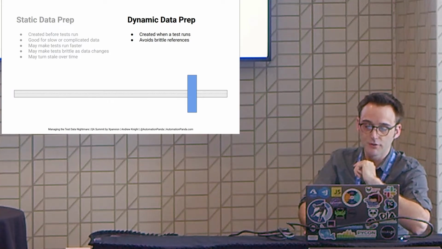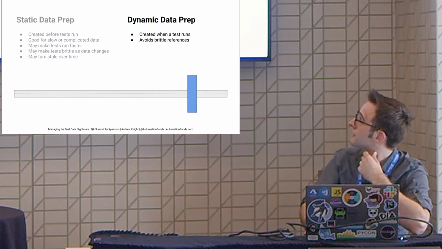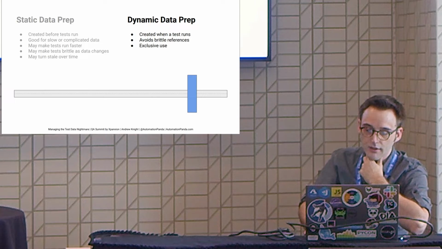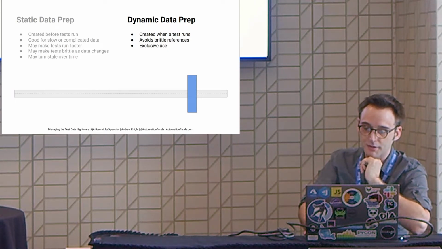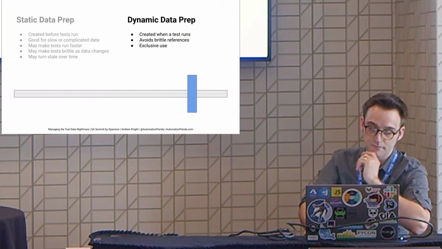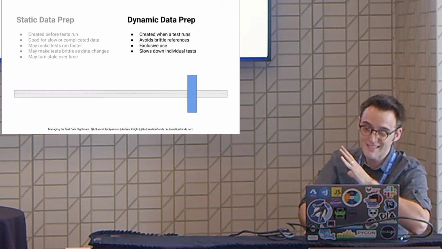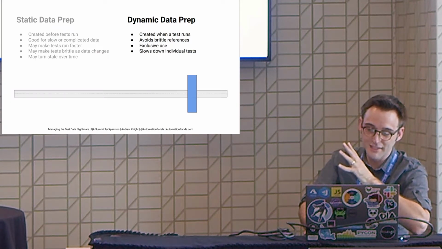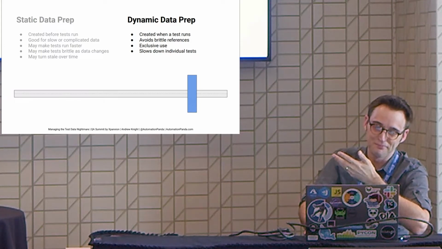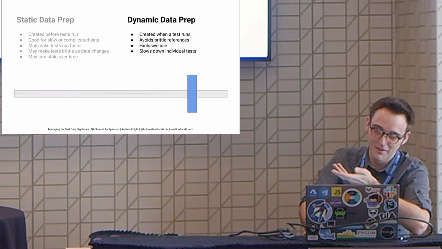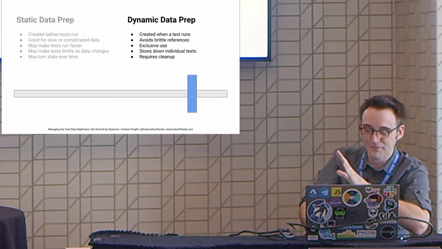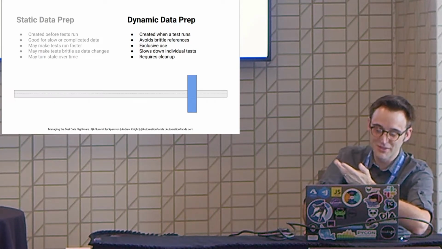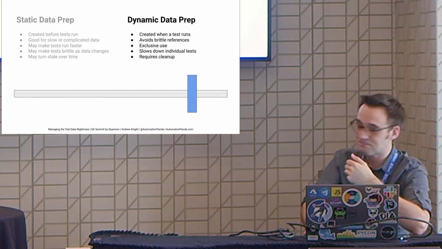Dynamically created records avoid the brittleness of hard references to static data. They can also be used exclusively by the current test case, protecting them from interruptions by other test cases. The main downside of dynamic creation is the execution time. It is slower because you've got to do it. And also, dynamically created data is essentially disposable. So at some point, you're going to need to clean that up.